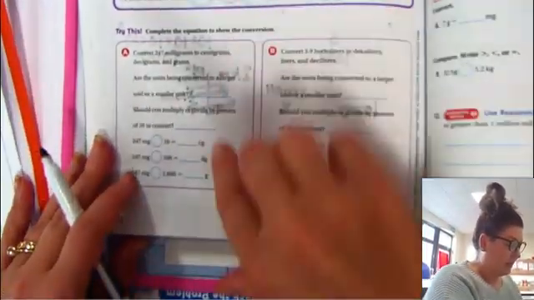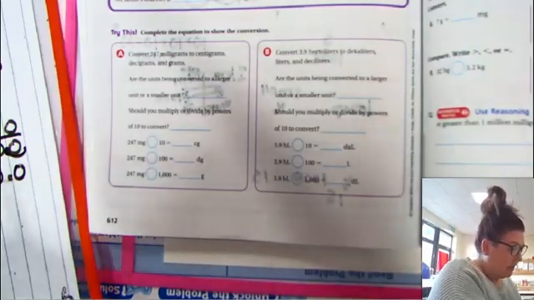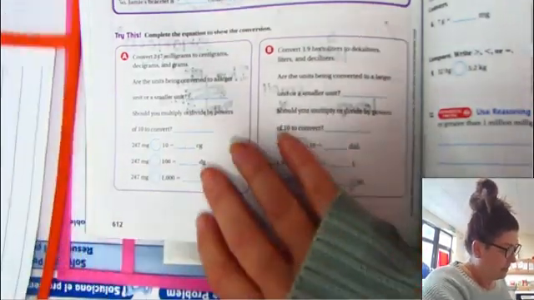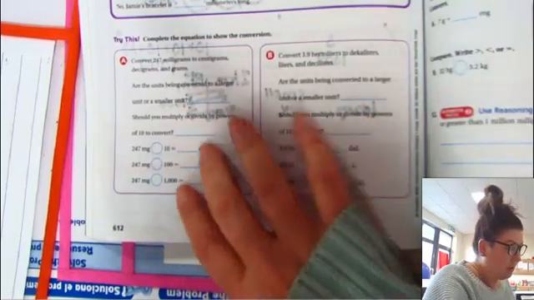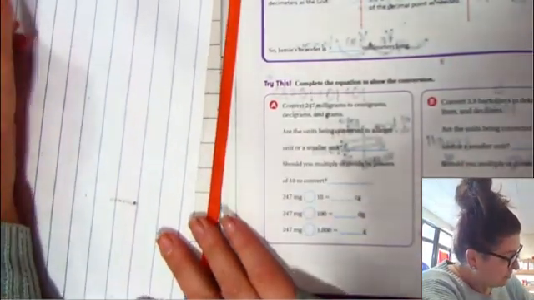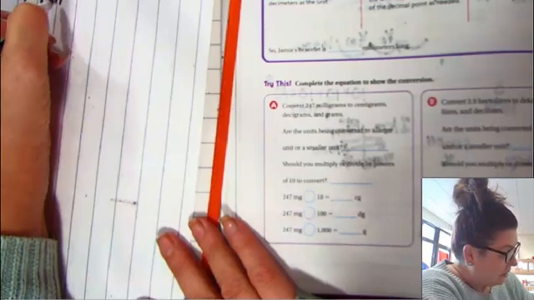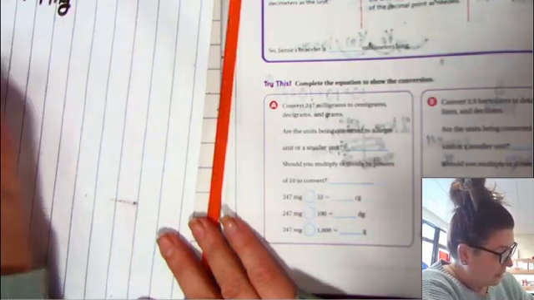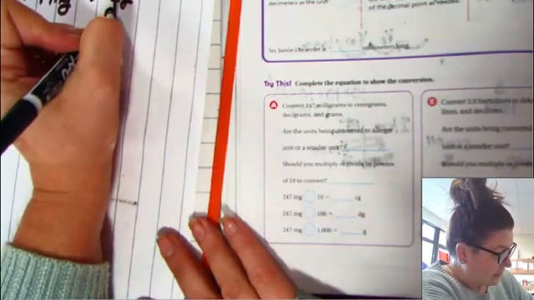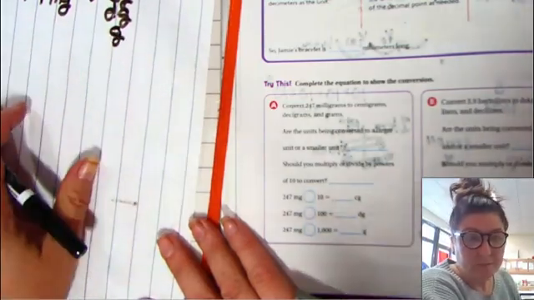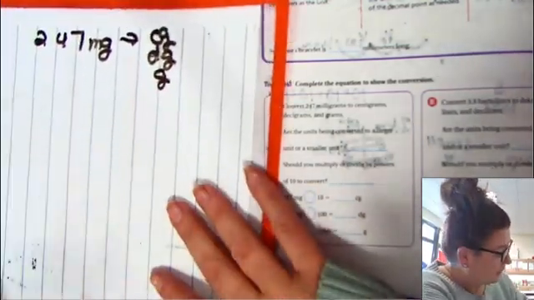There you go. Last one. Convert 247 milligrams to centigrams, decigrams, and grams. Deci is my little baby one. Are the units being converted to a larger unit or a smaller unit? So let's see what we're doing. All right. So I have 247 milligrams, and I need to convert it to centigrams, decigrams, and just regular grams. All right, so what do I know? Let's do my T-chart.